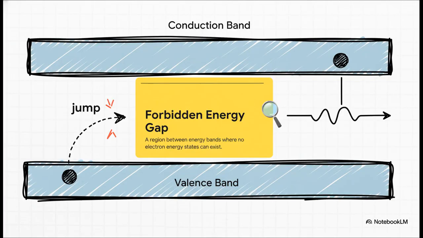But here's the really crucial part. Electrons can't just have any energy they want. In between these energy bands, there are these no man's lands, regions where no electron is allowed to exist. We call this the forbidden energy gap. For an electron to be able to move and conduct electricity, it has to get enough energy to make a massive leap all the way across this gap.